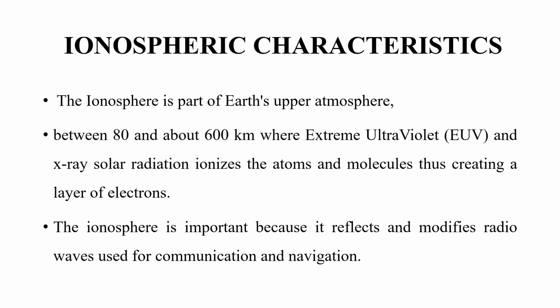Today's class we shall discuss the ionospheric characteristics of satellite communication. The ionosphere is the part of Earth's uppermost atmosphere. It ranges from 80 to 600 kilometers, where the extreme ultraviolet rays and X-rays of solar radiation ionize the atoms and molecules, thus creating layers of electrons. The ionosphere is important because it reflects and modifies the radio waves used for communication and navigation.